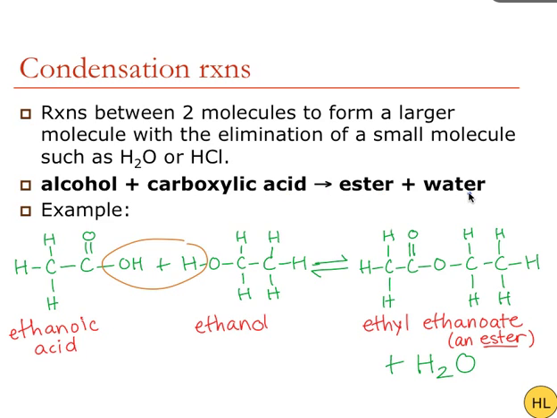If we look at it written out, here is a carboxylic acid, carboxyl group, with the ethanol, with the hydroxyl group. The OH of the ethanoic acid and the H of the alcohol bond together to form the water. And then you form the ester because I've got this oxygen here. So these come together forming the ester.